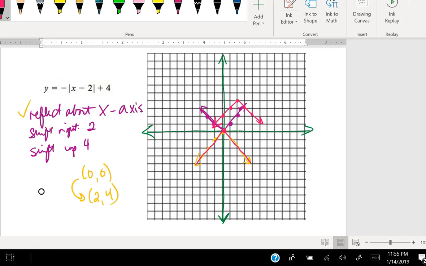And that's going to be my final function. Let me erase some of these. That will be my final function. So just to review, make sure you reflect first, and then horizontal shift, and then vertical shift.